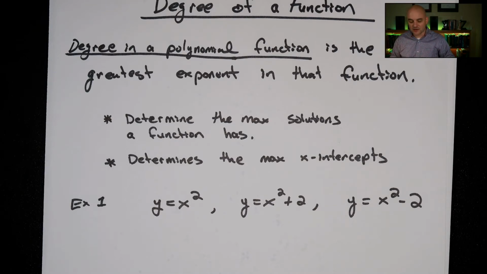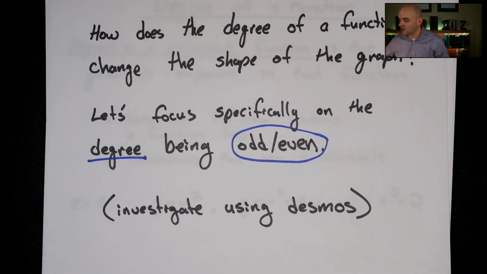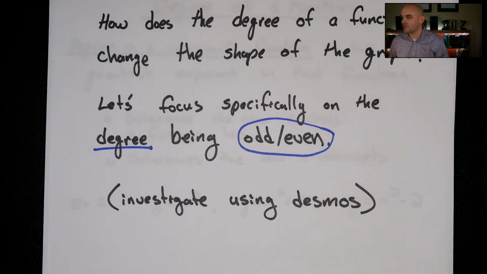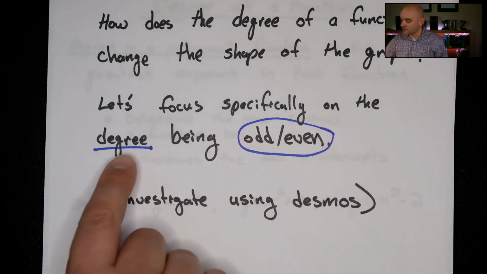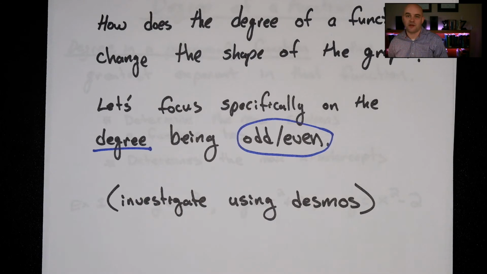Now, how does the degree of the function change the shape of the graph? Specifically, we're going to focus on the degree being odd or even. I'm going to make a quick note here: there is a difference between the degree being odd or even and the function being odd or even. A lot of times students get those confused, and it's understandable because you're using those terms, odd and even. But the degree being odd or even is different than the function being odd or even. We're going to talk about both of those in today's lesson, and we're going to start with the degree.